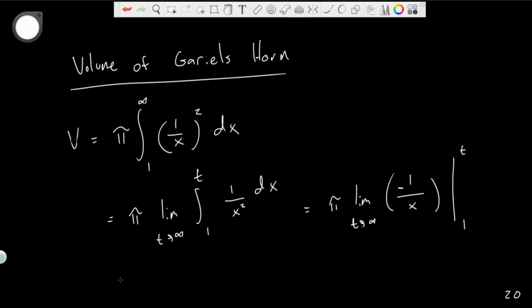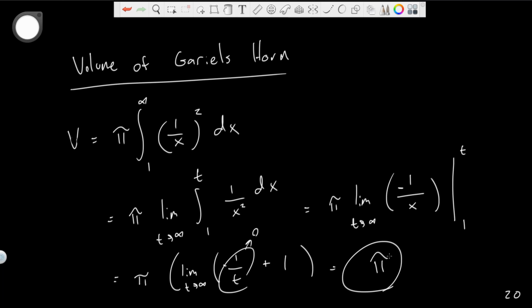All right, so now when I evaluate this, I'm going to get pi times the limit as t goes to infinity of negative 1 over t minus negative 1 over 1, plus 1. As t goes to infinity, this thing goes to 0. 1 stays 1, so I believe I'm going to get pi.